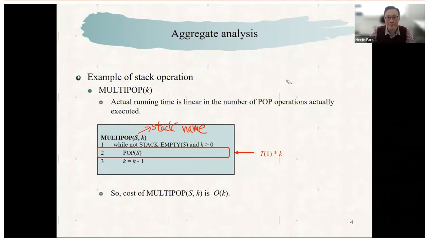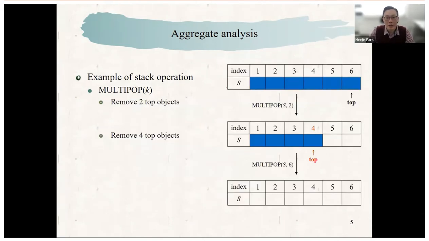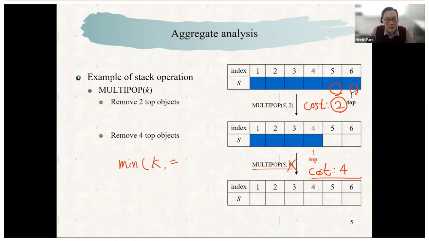Okay, there is an example here. This is a stack with 6 items. First, let's perform multipop of S, 2. Then we remove 2 items from the stack like this, and our top pointer points to the top item. The cost is 2 because we popped 2 items. But look at this, multipop of 6 items, and in this case there are only 4 items. So the cost is not 6, it's 4. So the cost is the minimum of k and the number of items in the stack.